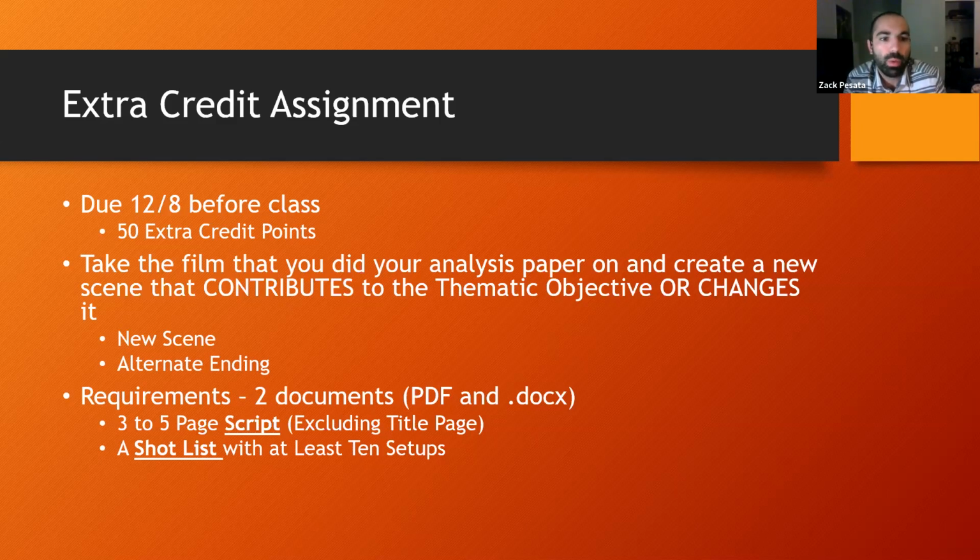So what you're going to be doing is basically take the film that you did your analysis paper on and now create a new scene that contributes to the thematic objective or changes it. I know that probably takes quite a bit of planning, so you can also just write an additional scene that builds up a pre-existing character in the script. Maybe you just want to add an additional scene that gives us a little bit more character backstory or character depth, which in some way will probably link to your thematic objective.